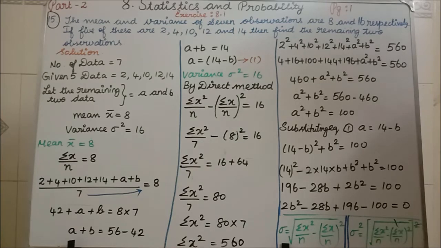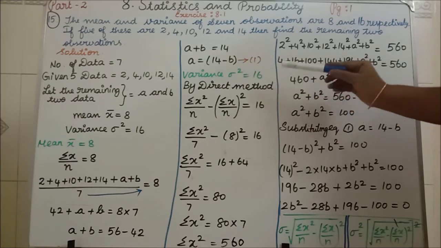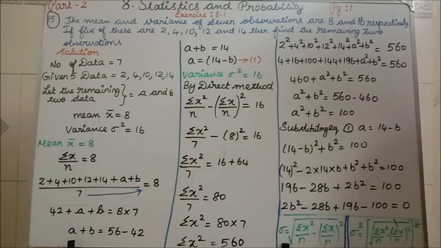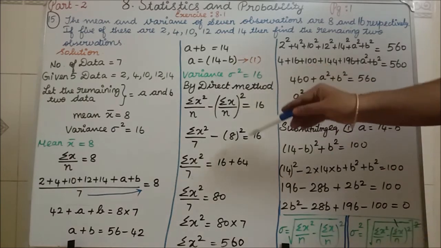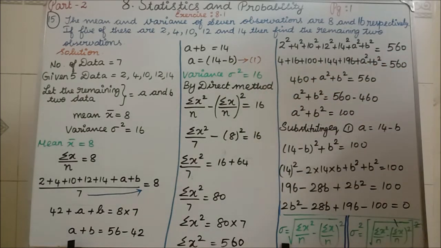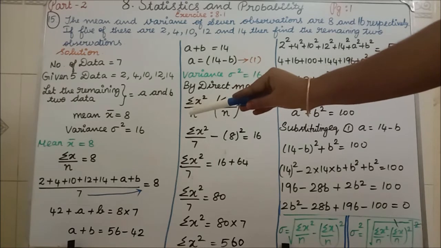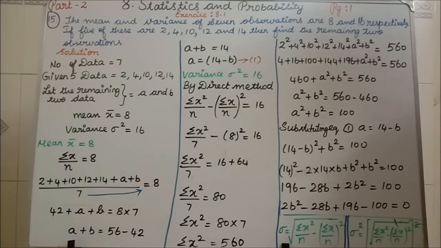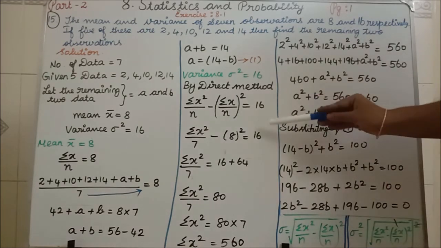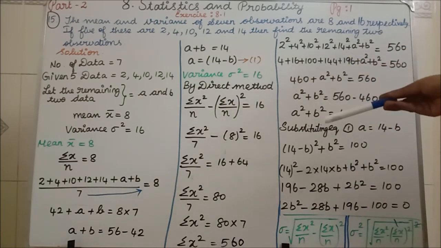I am writing 16. This is the direct method formula. Instead of sigma square we have 16, so I am writing 16 here. Now summation x square divided by n we know is 7. Summation x by n, see there, summation x by n equal to 8 I have written, isn't it? So instead of summation x by n, I can substitute 8 the whole square, equal to 16.